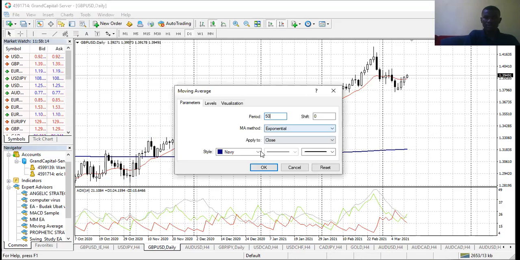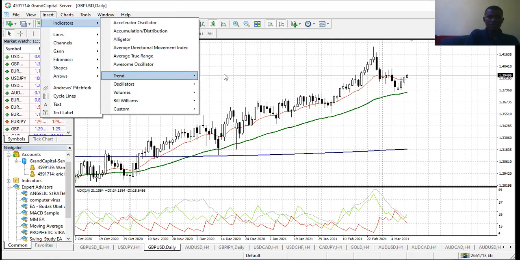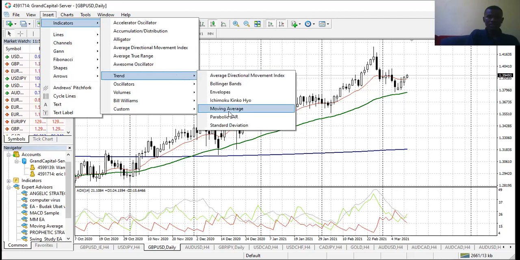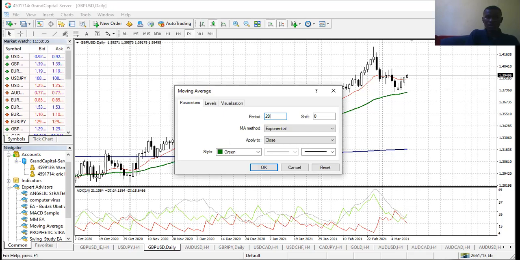You can put the color to be green. Then I'll use the 200 EMA. Those are the only EMAs that you can apply on your chart. Then I'll explain in detail how you can use each and every EMA in your trading life. Let me put it not maroon, but yellow. I like yellow.